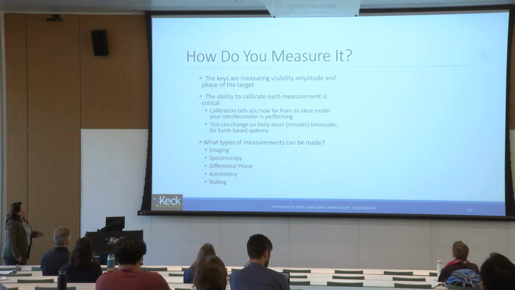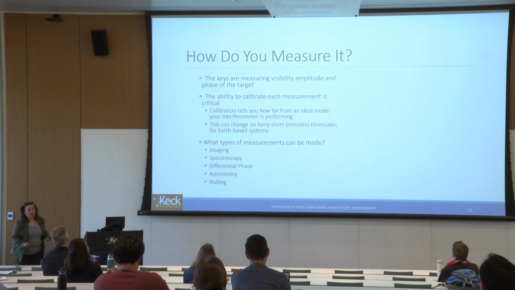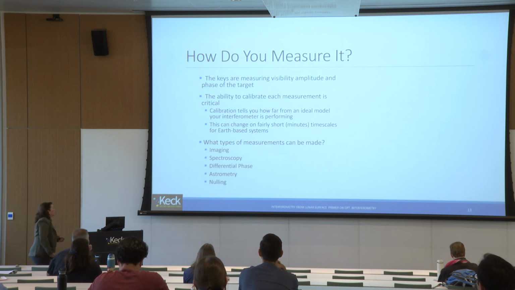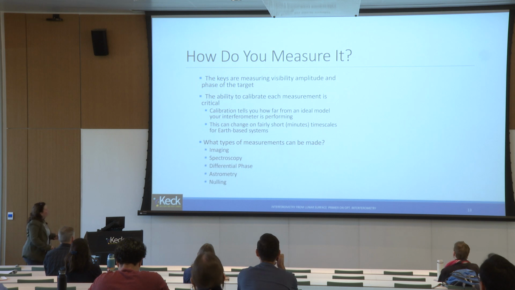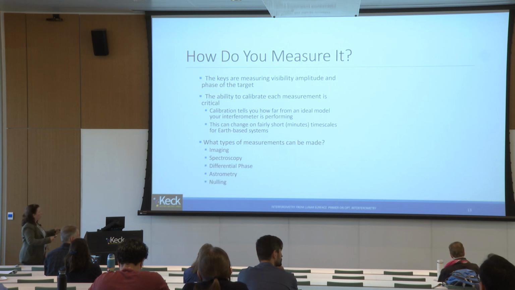So how are you going to measure it? The keys are measuring the visibility, amplitude, and the phase of the target that you're looking at in the sky. The ability to calibrate the measurements is critical. The calibration tells you how far from ideal your interferometer is performing. And remember, we've only got 0 to 1 on that visibility, so you don't have a lot of range. This can unfortunately change on fairly short time scales because we have Earth-based systems that have atmospheres above them and all kinds of things shaking and moving around, and heat and all kinds of things.